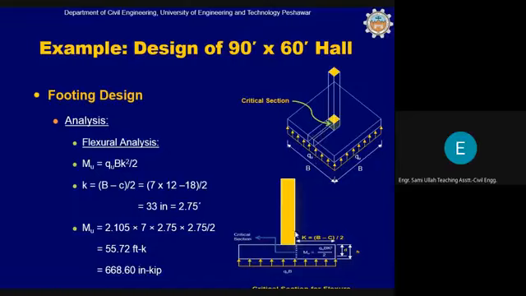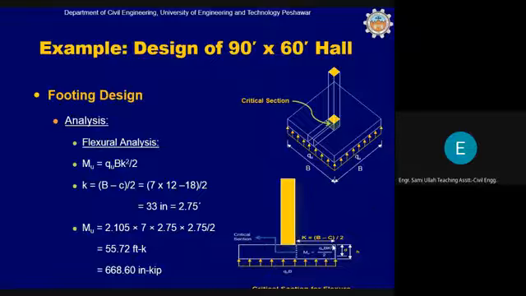So this bending moment is QU B K square by 2, and K is the distance from the face of the column to the far end of the footing. B is the total width of the footing, and C is the size of the column. So K will be equal to B minus C divided by 2, because the total distance is B, this is C, and the remaining distance B minus C is split into B minus C by 2 on each side. The bending moment QU B K square divided by 2 is calculated at this location.